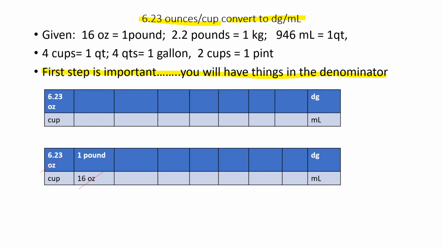The information that's provided for you has to match the way you have it set up in this dimensional analysis 2-row table. So the correct way of doing that is the mass part goes in the numerator and the volume part in the denominator: 6.23 ounces per 1 cup.